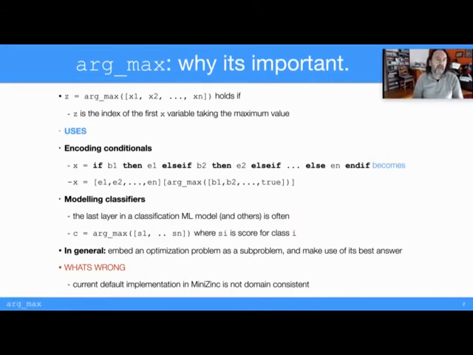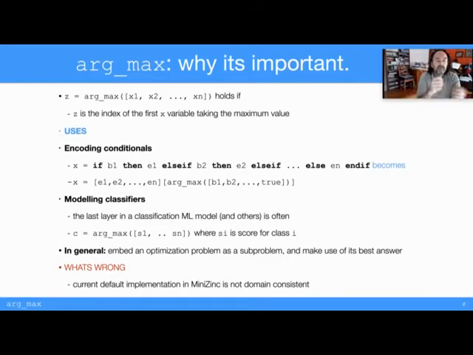So what is the argmax constraint and why is it important? So the argmax constraint we use is this example here. Z is the argmax of x1 to xn. And what is meant to mean is that Z is the index of the first position where the x variable takes the maximum value. And that first position is important because it makes it a function, and particularly for the first usage of argmax, which we'll talk about now, which is in encoding conditionals.